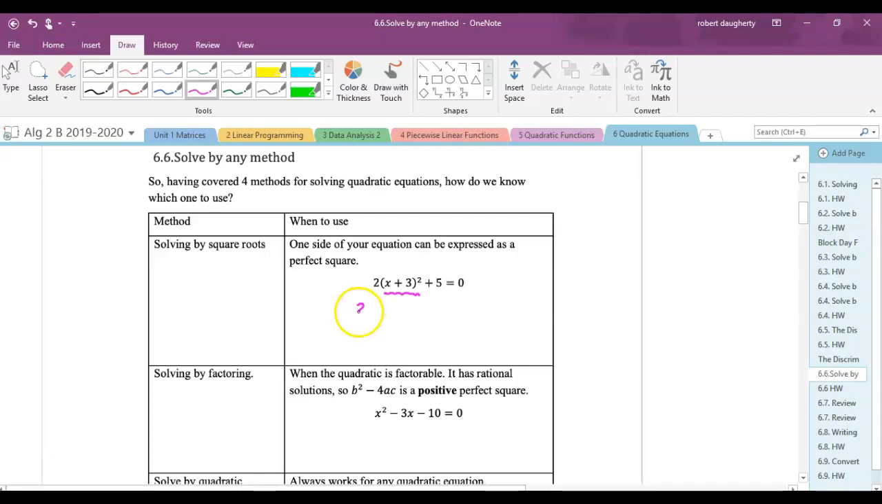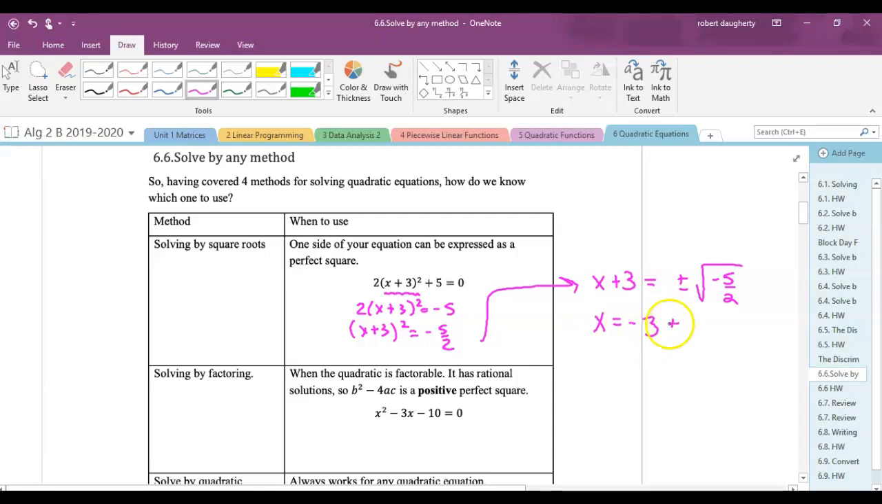So this is going to be 2x plus 3 squared equal negative 5, which means x plus 3 squared equal negative 5 over 2. Take the square root of both sides. X plus 3 equal plus or minus the square root of, what, negative 5 halves? What kind of number is that going to be? Complex. Your final solution is going to be x equal negative 3 plus or minus i times the square root of 5 halves. Okay.